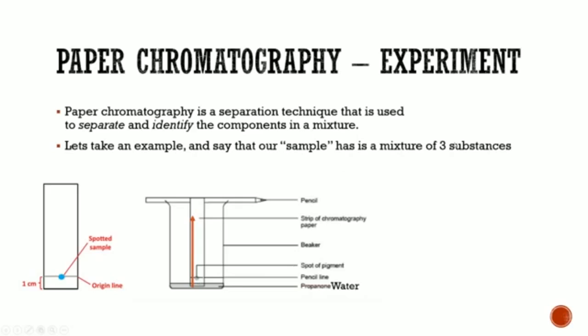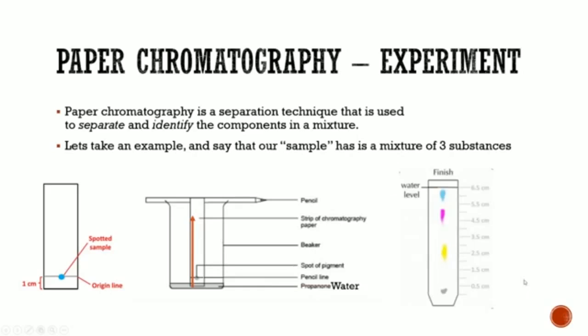So we said that this little sample has 3 different substances inside this mixture. So those 3 different substances will have different solubilities in this solvent. What that means is, as the solvent travels up, the substances in the mixture will travel up as well, but some substances inside the mixture will travel slower than others. So eventually you reach an end point, and different substances would have made it up to different points because of the speed differences in which they go up with the solvent.